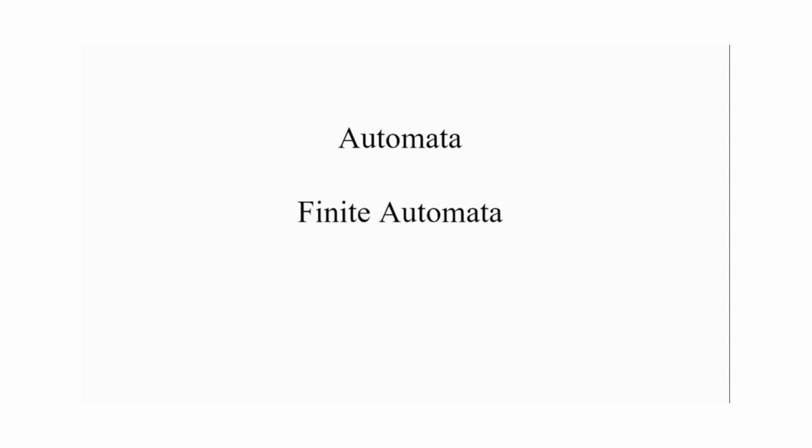There are different types of automata available, and the very first type is finite automata. We have another type of automata which is push down automata. So finite automata is nothing but a type of automata. In this lecture we'll discuss finite automata. Let's move to the next slide.